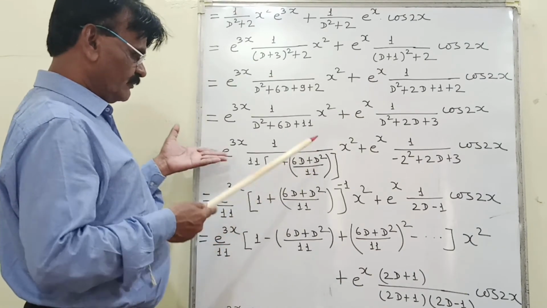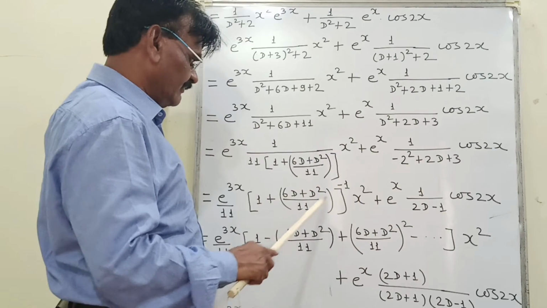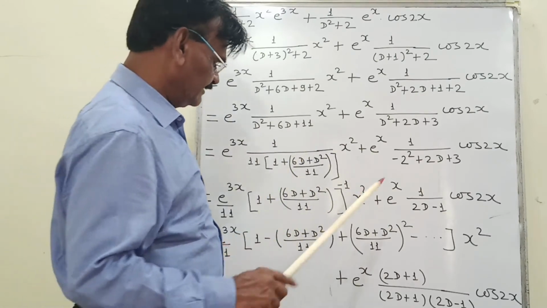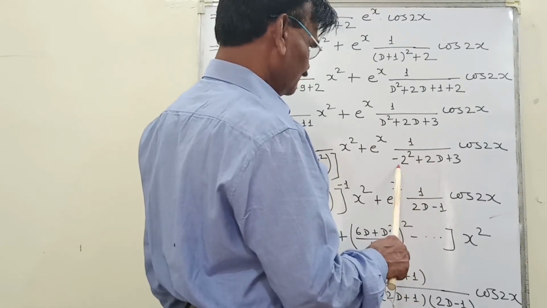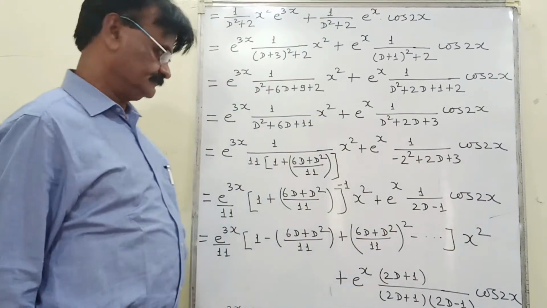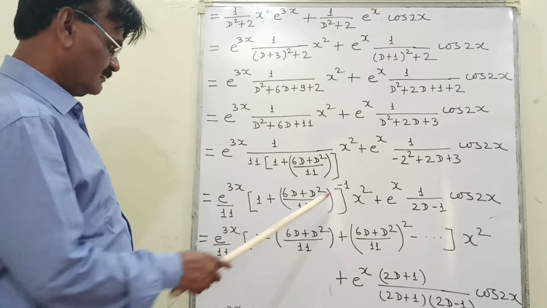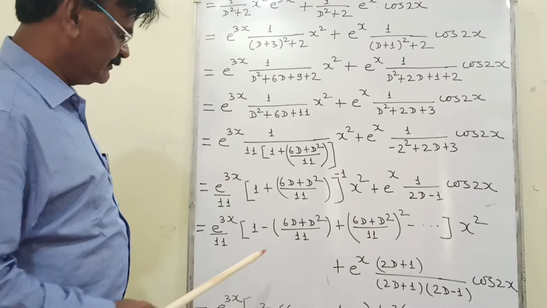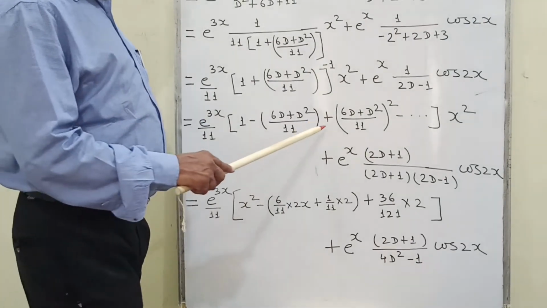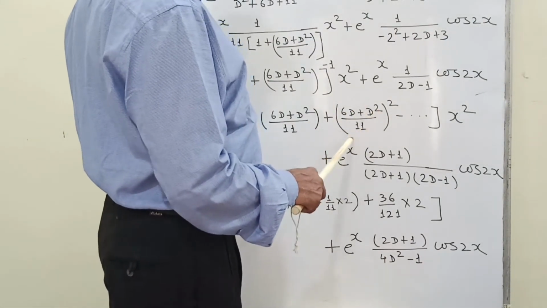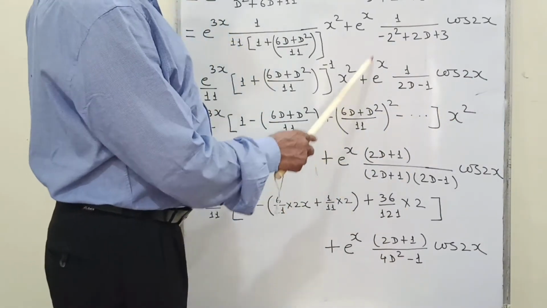The term in the denominator goes to the numerator: (1 + 6D + D²/11)⁻¹ x² + e^x / (2D − 4D + 3)... is 1/(2D² − 1) cos 2x, which is equal to e^(3x)/11 (1 + ...). Expand this with the help of the binomial theorem: 1 − (6D + D²/11) + (6D + D²/11)² − ... into x² + e^x.